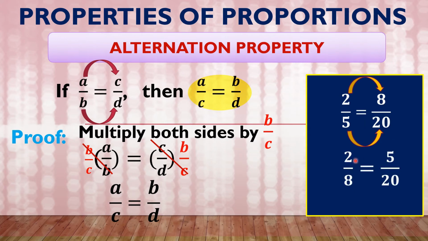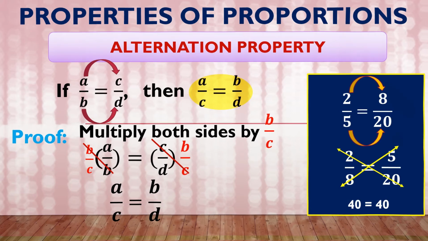And again, applying the cross multiplication here, let's try if their cross products are also the same. So 2 times 20 is equal to 40, and also 8 times 5 is equal to 14. So this is what we call the alternation property of proportion, or interchanging the mean and the extreme property.